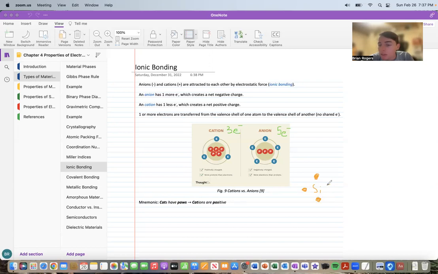And so that's why cations and anions have a net charge, because they have 1 less than the 4 total electrons. Cations have 3, so it's positive because there's 1 less negative charge, so it's more positively charged, whereas anions have 1 more electron than the normal balance of 4, so it's more net negatively charged. And so what we're going to notice is that 1 or more electrons can be transferred from the valence shell of one atom to the valence shell of another.